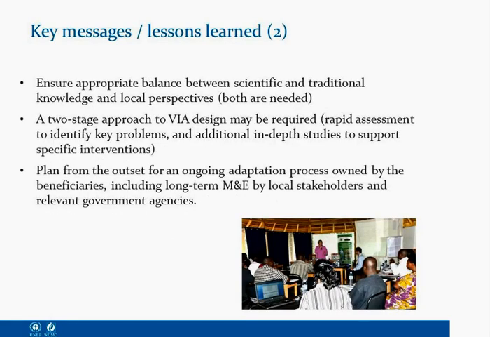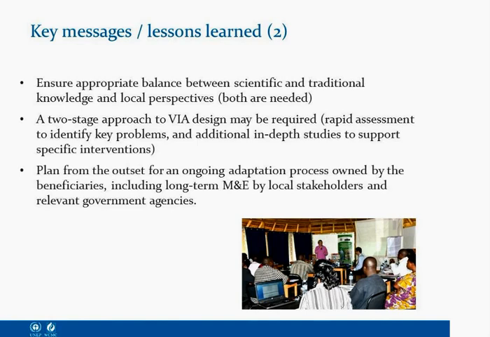And a second set of lessons learned, which comes not from the guidance itself, but from our application of the guidance in the context of the Mountain EBA program. So one lesson is that it is important to ensure an appropriate balance between scientific and traditional knowledge and local perspectives. So both of these are needed to arrive at a vulnerability assessment that will, on the one hand, be credible to national level stakeholders, which can be greatly supported by having scientific data in it and having the involvement of renowned scientific institutions.